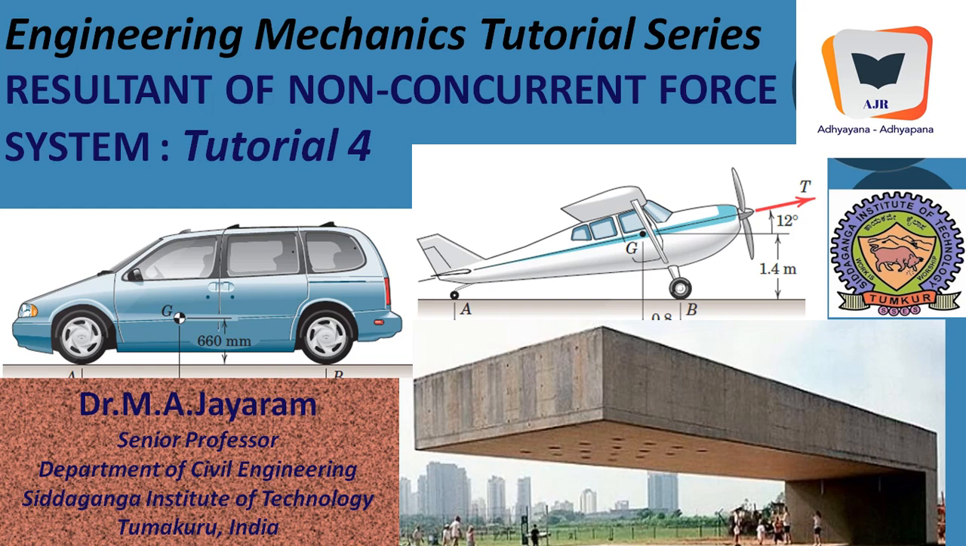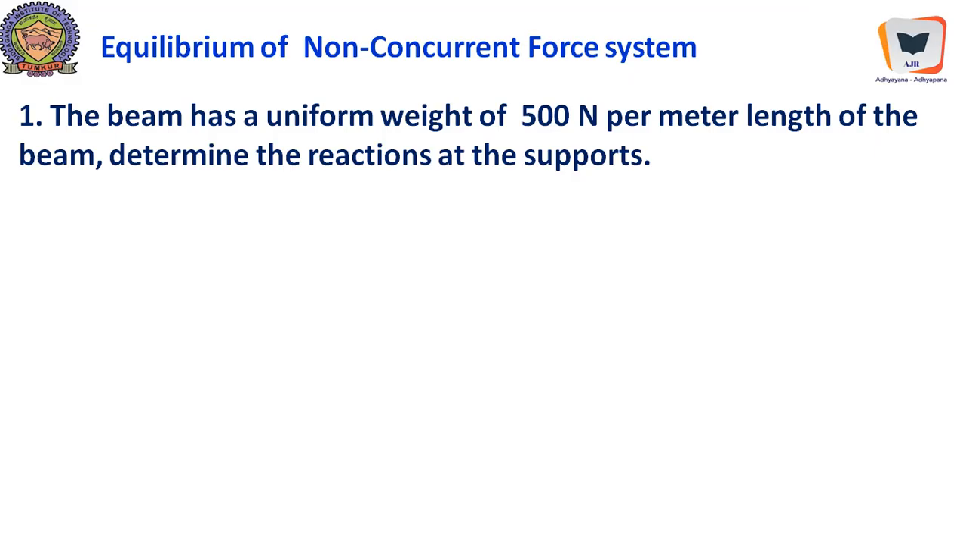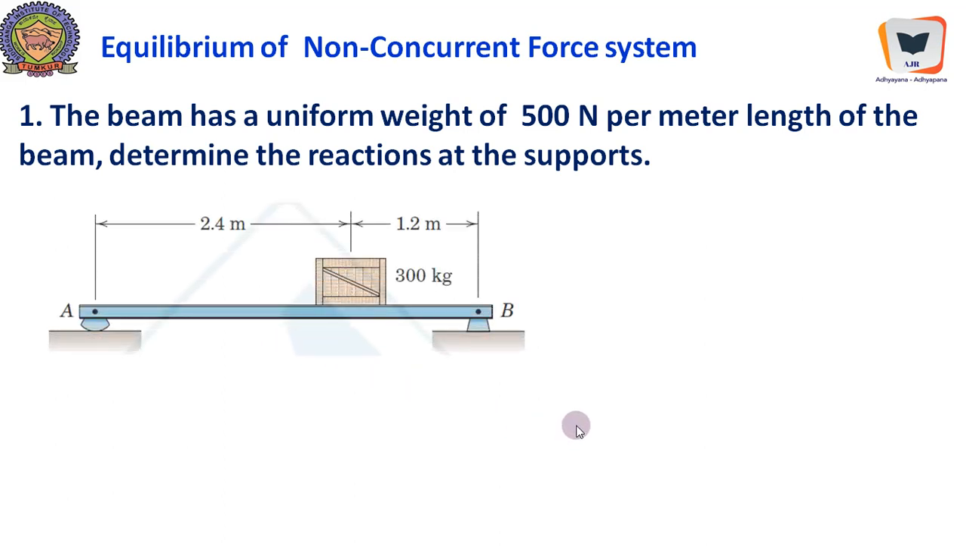So with this knowledge, we will continue with tutorial number 4 and we will just continue to solve problems of various interest, particularly of engineering interest. Now, the beam has a uniform weight of 500 Newton per meter length of the beam. Determine the reactions at the supports. The beam is like this, and it has a span of 2.4 plus 1.2, that is 3.6, and there is a box that is being loaded with 300 kg.